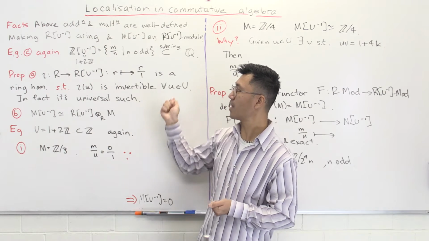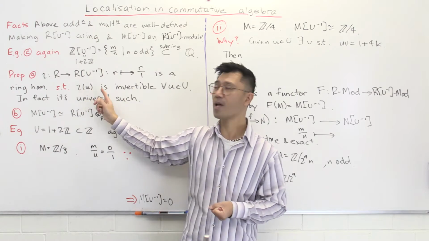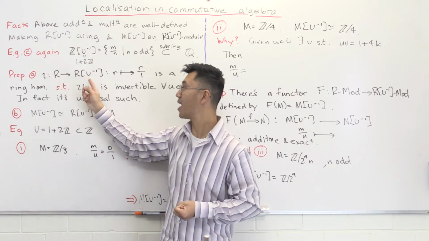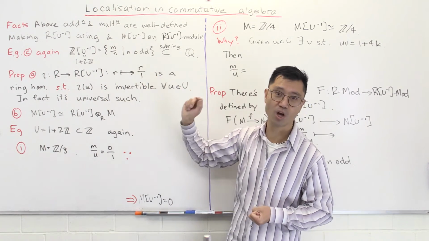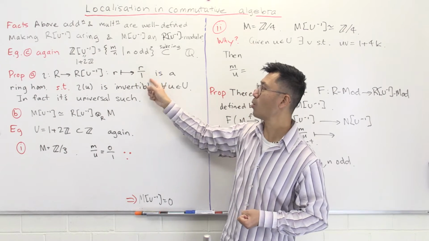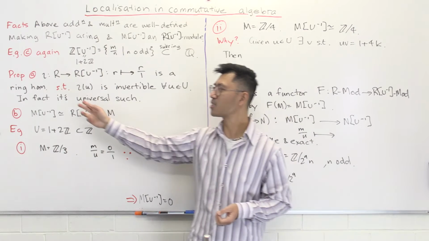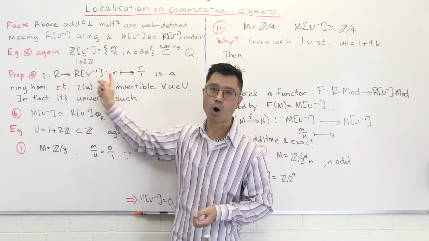The other thing that comes out of this, and this is the point of why we define this, is that the image of any element inside our multiplicatively closed set U becomes invertible. That's partly because you can put u's in the denominators. u gets sent to u on 1, and its inverse is 1 on u. It's as simple as that. In fact, it's the universal such object here.